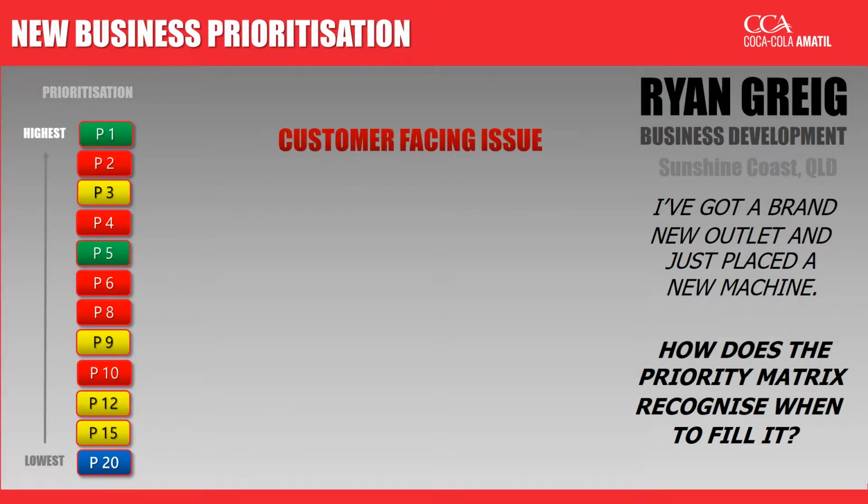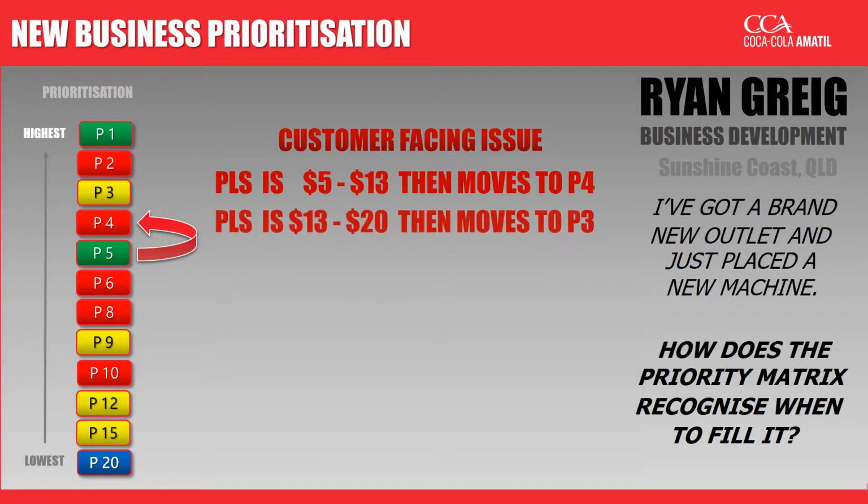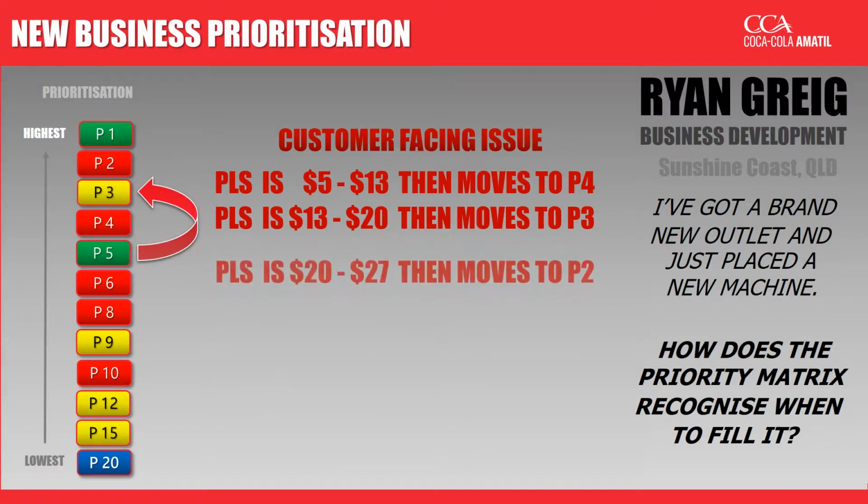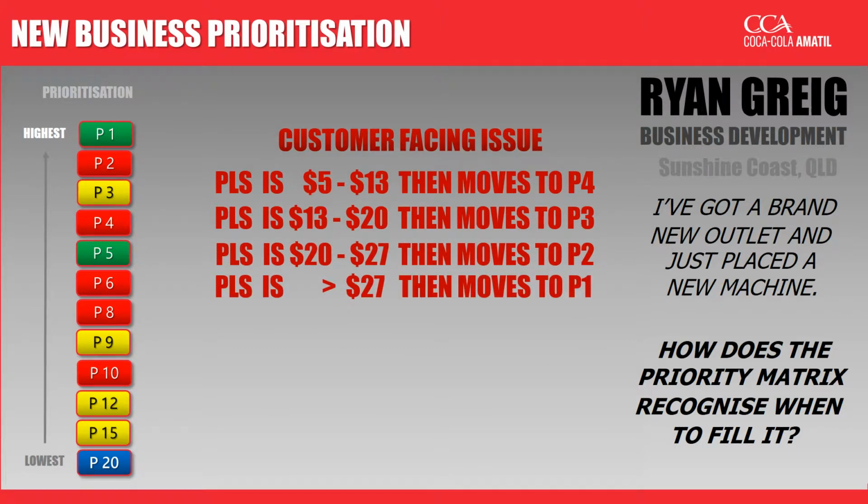If an outlet suffered a product jam after a few days and the potential lost sales were between $5 and $13 per day, then it's reprioritized as a 4. If the PLS was between 13 and 20, then the new business is reprioritized to a 3, and so forth to if the PLS was greater than 27 per day, then it's reprioritized as a priority 1.